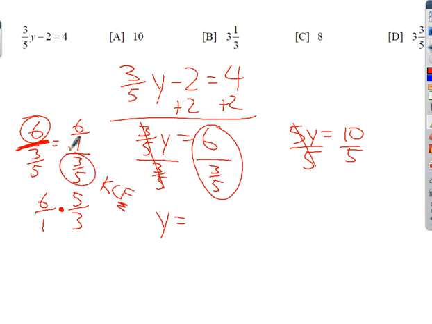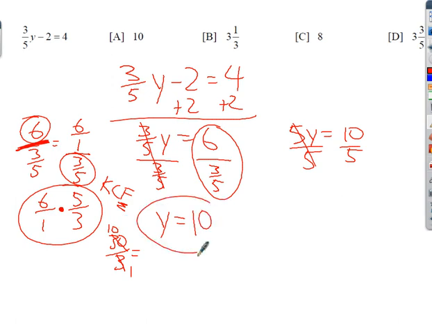Alright, and then it's pretty easy. This is some easy stuff that you learned a long time ago. 6 times 5 is 30, over 1 times 3 is 3, and of course that reduces. 3 goes in 3 once, 3 goes in 30 10 times, so it reduces to 10 over 1, or just 10. Alright, it is well worth your time to get comfortable with dealing with fractions, because you're going to see them over and over and over.